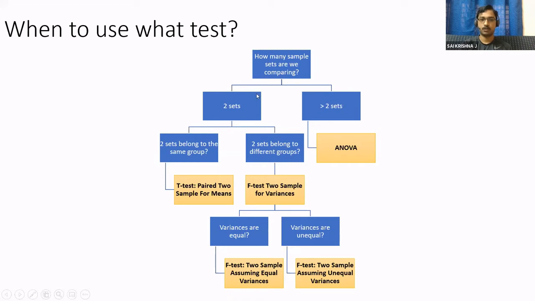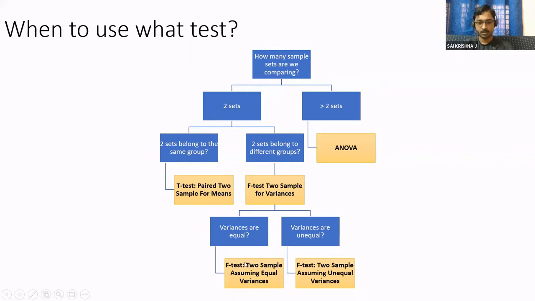But for now, you can just remember that if you have two sample sets, then you have to check whether the two sets belong to the same group or whether the two sets belong to different groups. If they belong to the same group, then this is the test that you perform. Paired, so you perform this t-test, and within the t-test you have several types. So here you perform the paired two sample test for means.